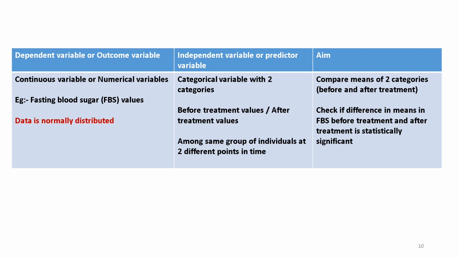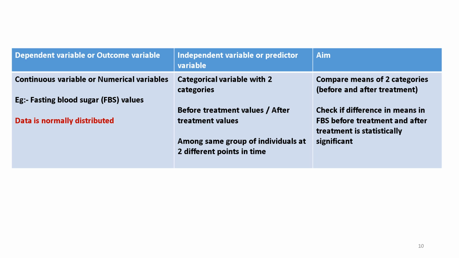Next scenario, dependent variable or outcome variable is a continuous variable. Okay, like fasting blood sugar values. Data is normally distributed. Okay, please note that. Independent variable or predictor variable is a categorical variable with two categories: before treatment values or after treatment values. Okay. Among the same group of individuals at two different points in time. Compare means of two categories like before and after treatment.